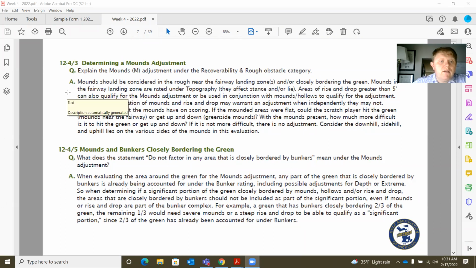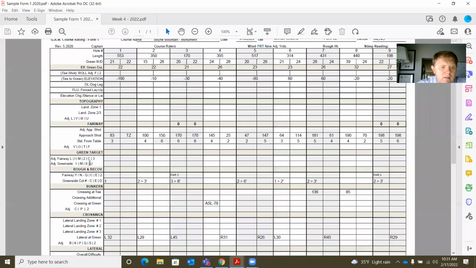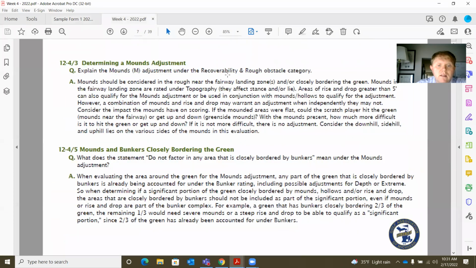So mounds, again, we talked about on our Form 1, mounds can be both fairway and greenside. And here it's just saying that if they are considered in the rough near the fairway landing zones, that's when we can consider them. Or if they're closely bordering the green. But mounds in the actual fairway, if there's mounds or moguls in the fairway, that's not rated under R&R. That's rated under topography, and that they affect a stance or lie.